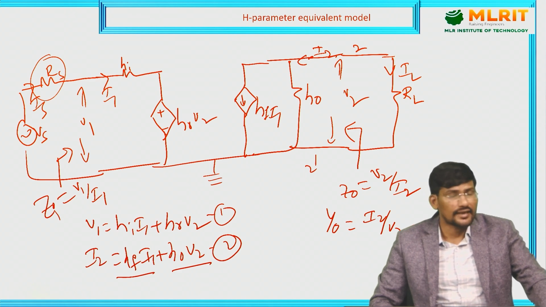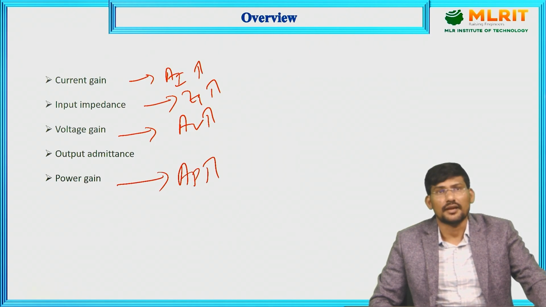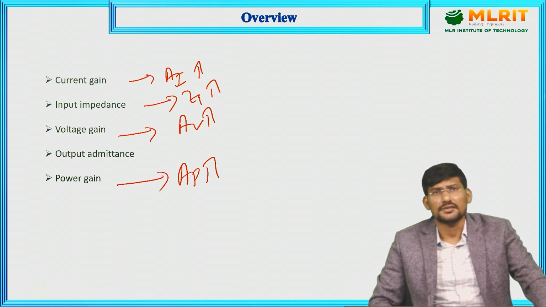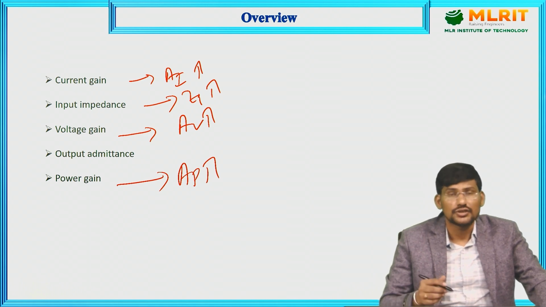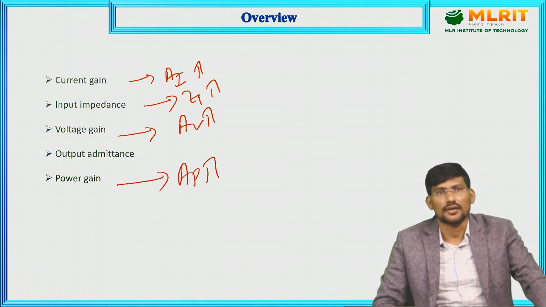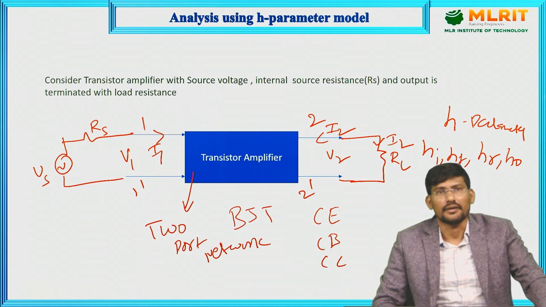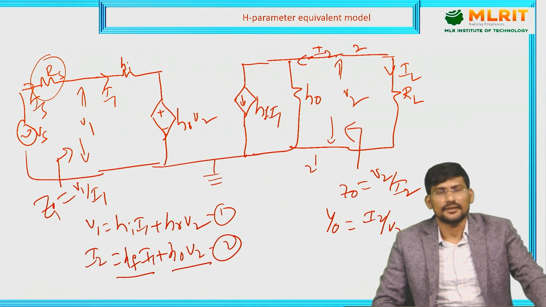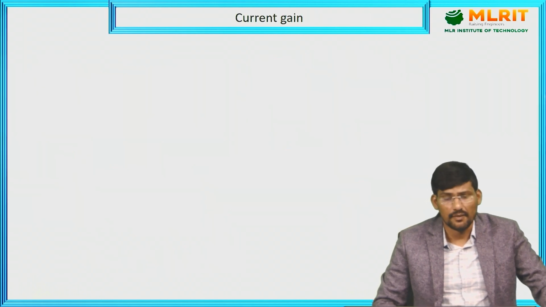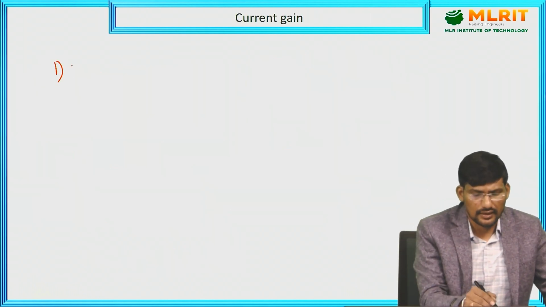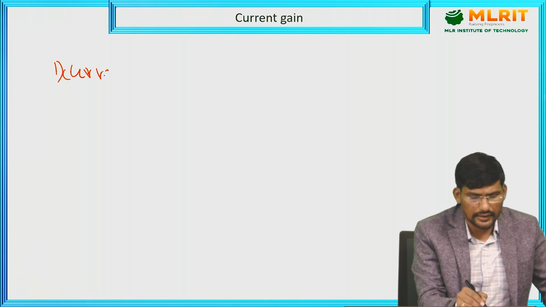Now what are the ideal characteristics we can expect from the transistor amplifier? The current gain should be as high as possible, input impedance should be high, voltage gain should be high, power gain should be high, and output admittance should be as minimum as possible so that output impedance will be high. Now this is the transistor amplifier circuit. Now we will derive one parameter, that is, the first parameter is current gain.